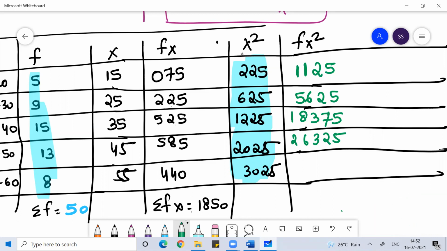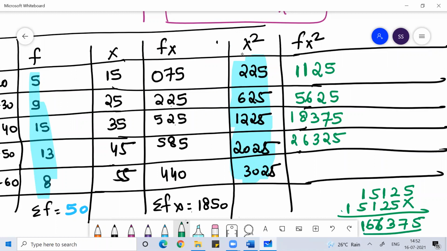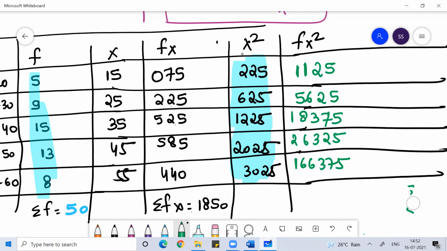Then 55 into 3025, that would be 166375. So you get this: multiply f into x square, then add them, and you'll get the answer.